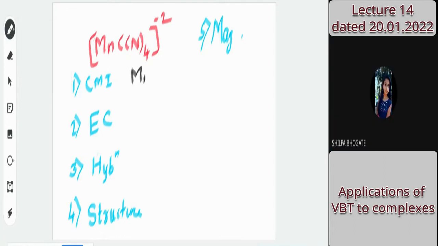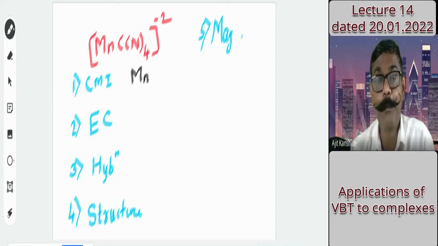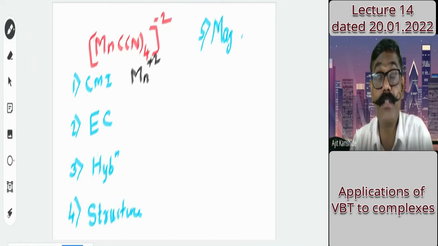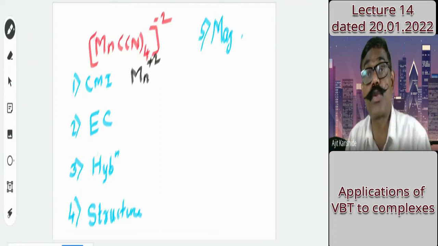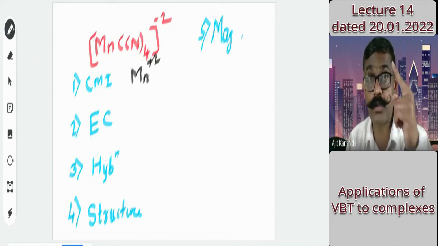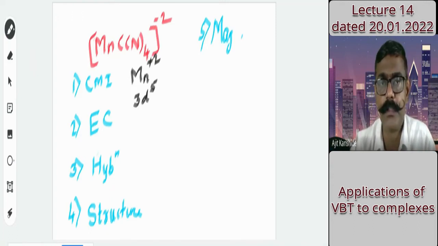Central metal ion is? Magnesium. Not magnesium. Mn+2. It is manganese, not magnesium. Manganese +2. And as I got the answer, I think Saurabh has answered. Plus 2, the charge on the metal ion is important. Electronic configuration, 3d5, 4s0, 4p0.